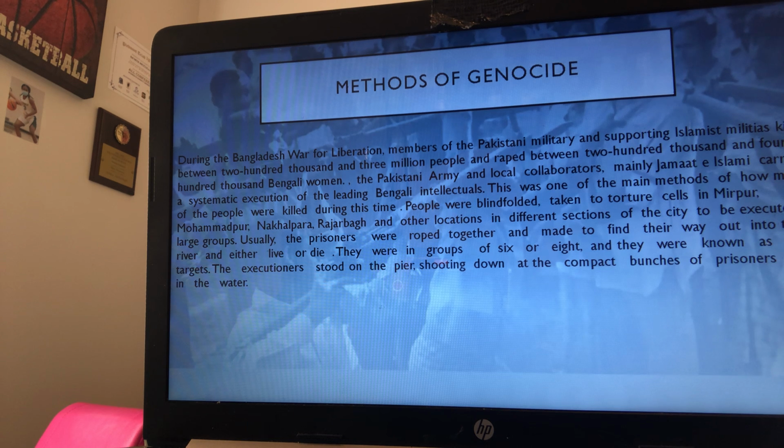People were blindfolded and taken to torture cells in Mirpur, Muhammadpur, Nakhalpara, Rajarbagh, and other locations in different sections of the city to be executed in large groups. Usually the prisoners were roped together and made to find their way out into the river and either live or die. They were in groups of 6 or 8, and they were known as easy targets. The executioners stood on their piers, shooting down at the compact bunches of prisoners waiting in the water.